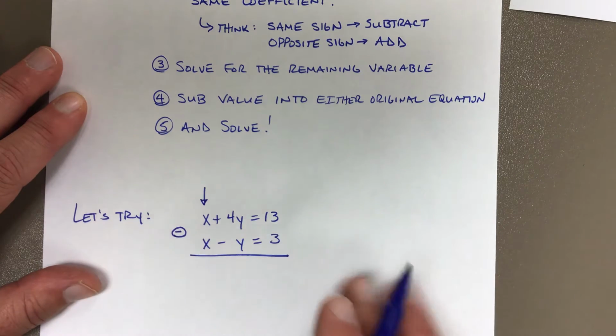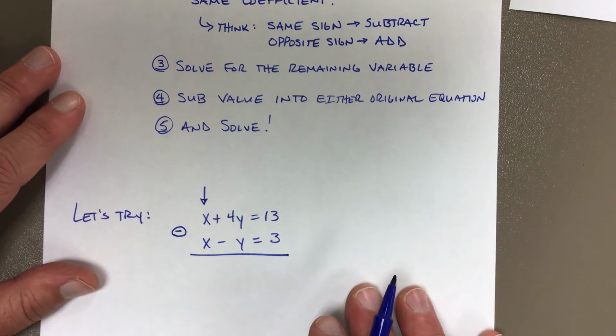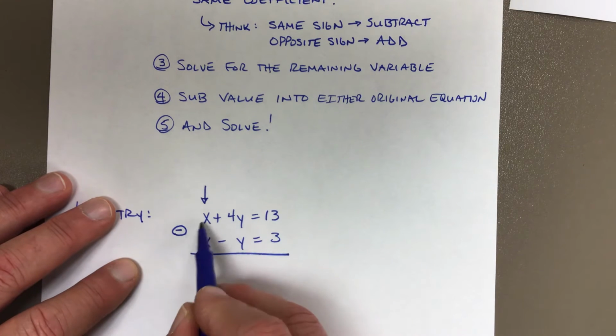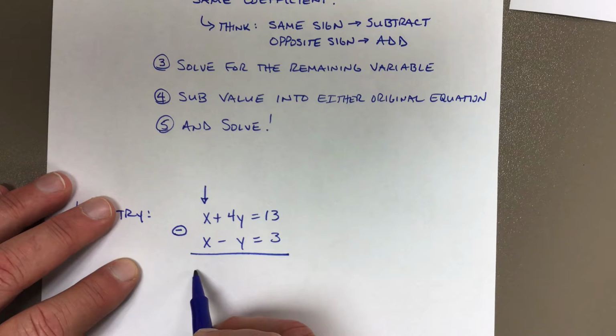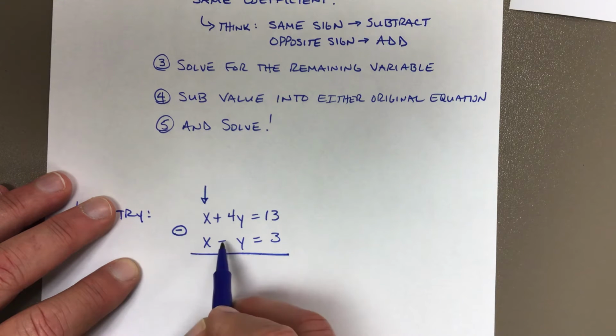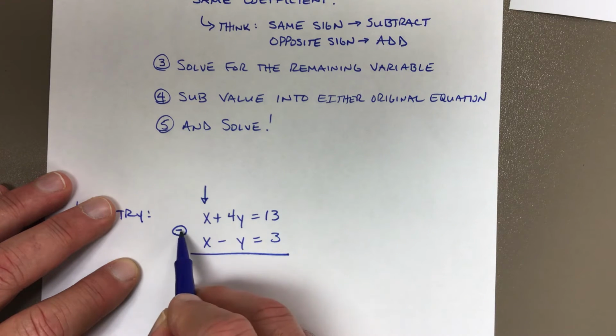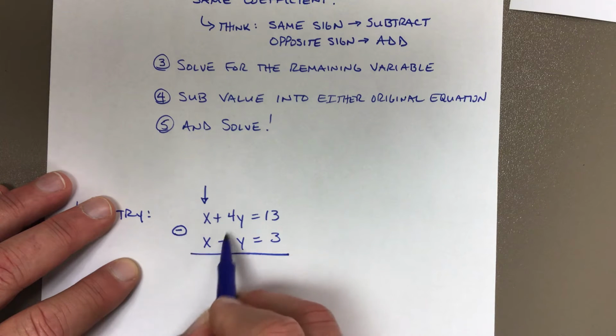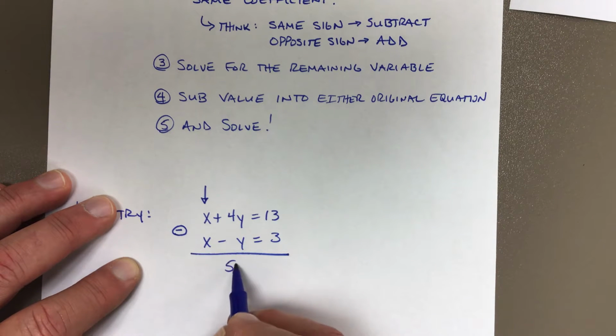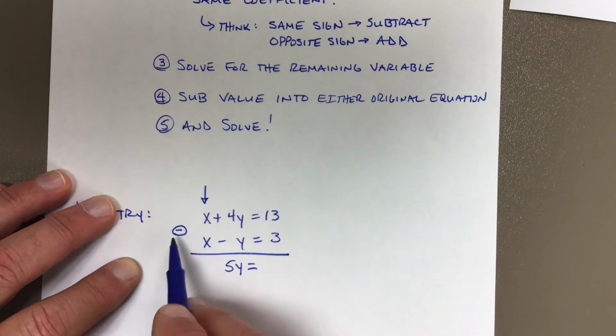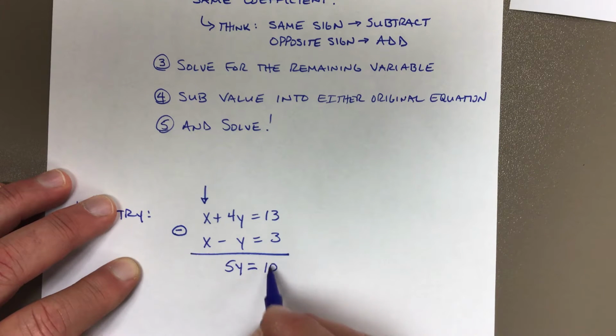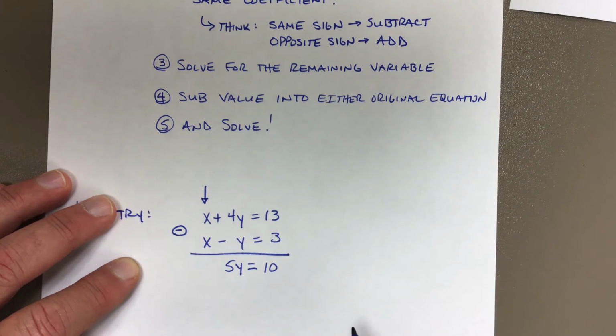So I put the subtraction sign out here and I circle it so I know what I'm doing here. So x minus x goes away. We've eliminated it. Perfect. 4 minus a -1. 4 minus a negative, which means that we add. 4 plus 1 is 5. And 13 minus 3 is 10. So notice that the x's go away. We've eliminated the x. So we simply divide by 5. We get y is 2.